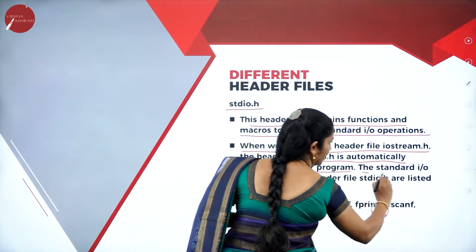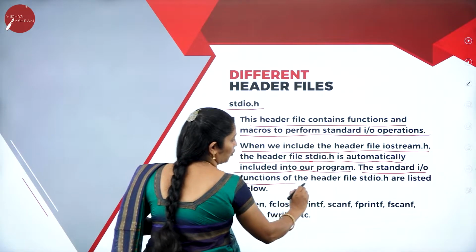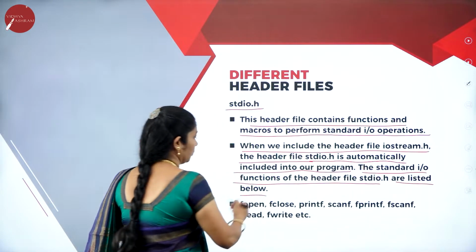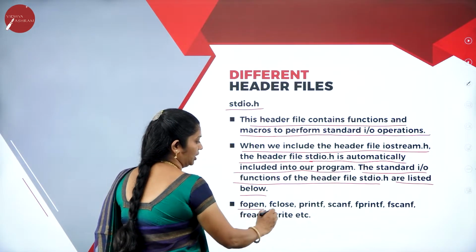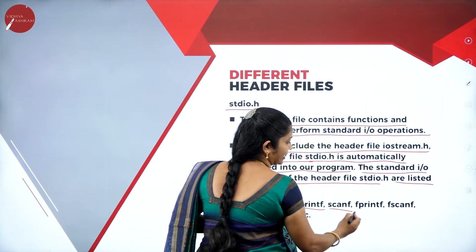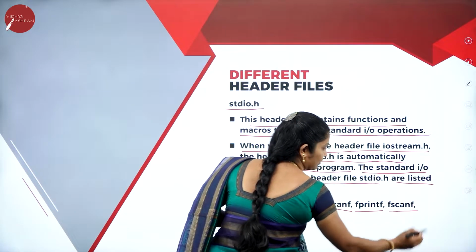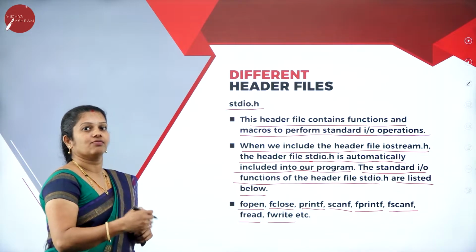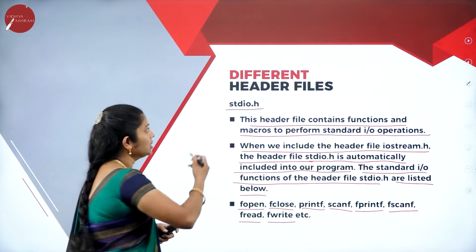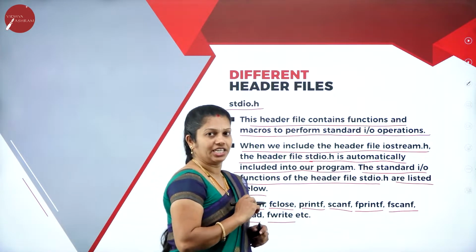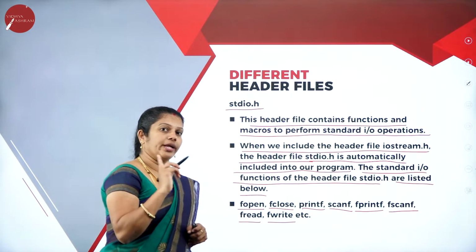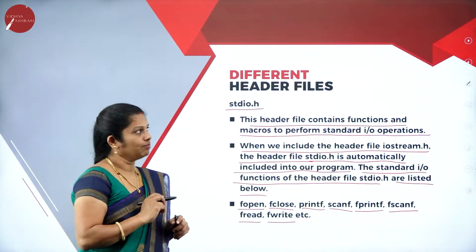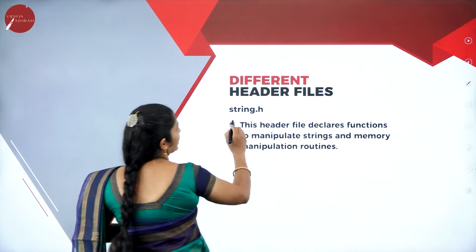The standard input-output functions of the header file stdio.h are listed below, like fopen function, fclose, printf, scanf, fprintf, fscanf, fread, fwrite, etc. These are the functions this stdio.h header file supports. That means you have come to know regarding iostream.h as well as stdio.h. Next, we will move on to string functions.